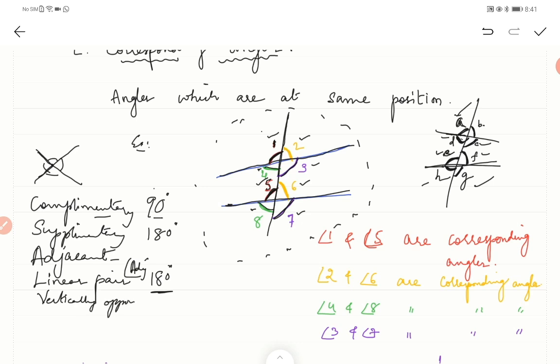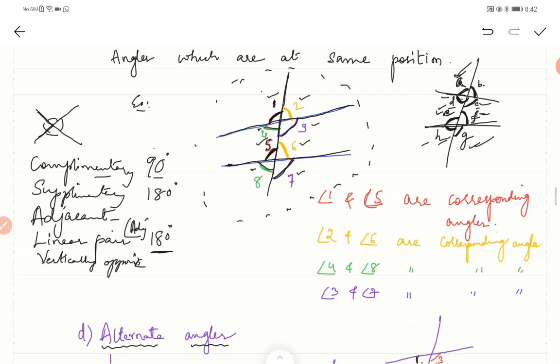Vertically opposite angles. So here, what is the vertically opposite angle to B? It is D. To A it is C. The vertically opposite angle to E is G. The vertically opposite angle to F is H. So you have 8 vertically opposite angles in this kind of figure. Sorry, that means 4 pairs are there.